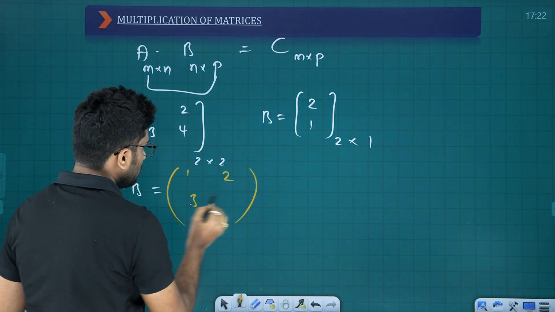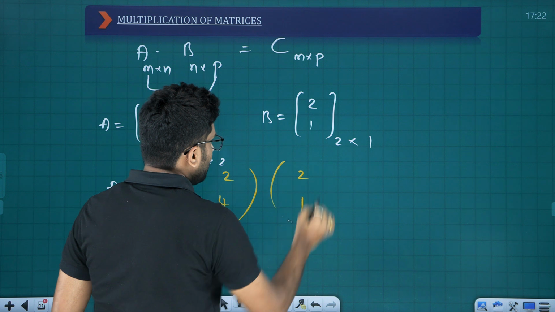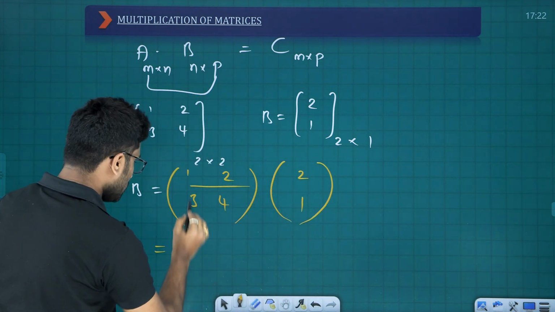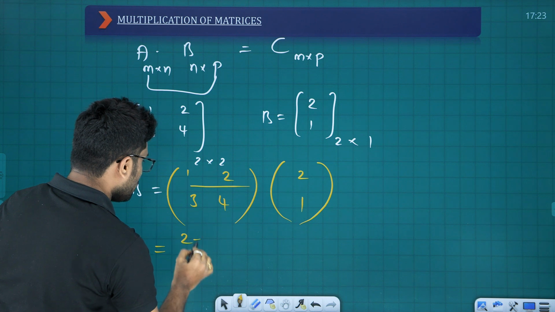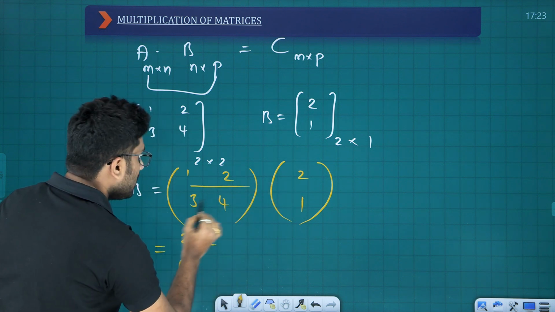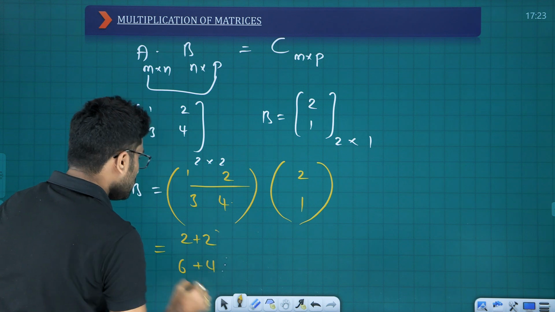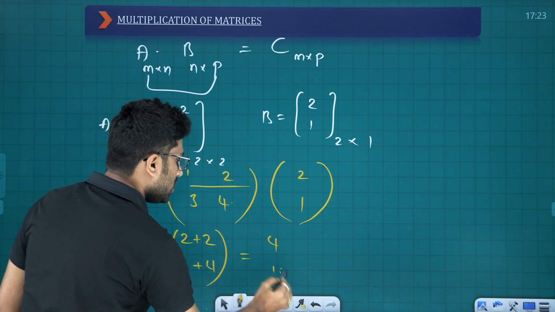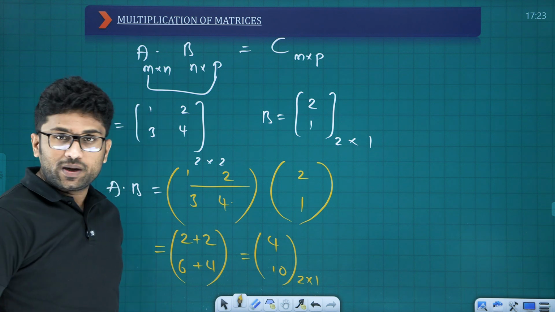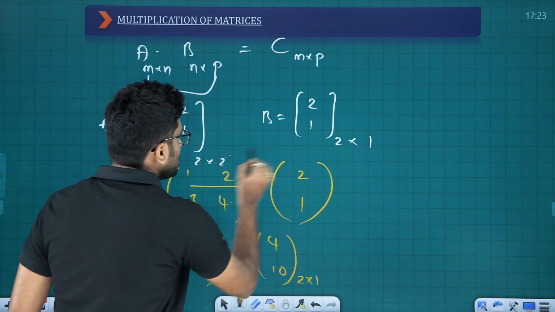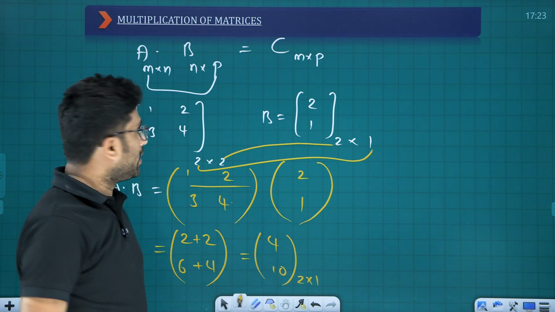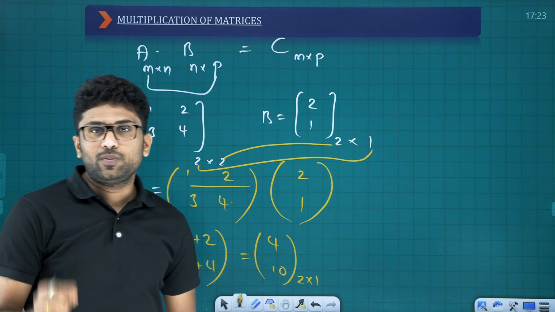Now, how do we multiply these two matrices? We multiply row with the column. So 1 into 2, 2, plus 2 into 1, 2. Next, 3 into 2, 6, plus 4 into 1. So we get 2 plus 2, 4, and 10. The resultant matrix is of order 2 by 1. See, if these two are the same, the resultant order will be 2 by 1. That's how we get 2 by 1, and that is how we multiply two matrices.